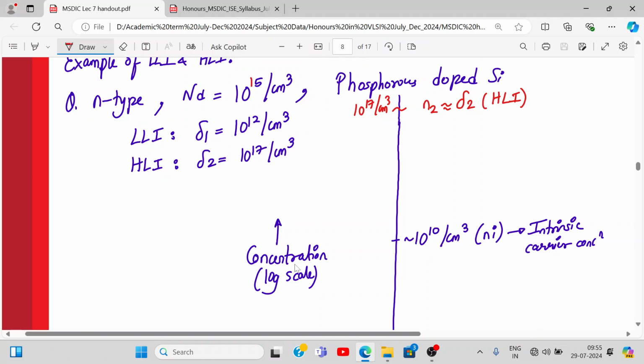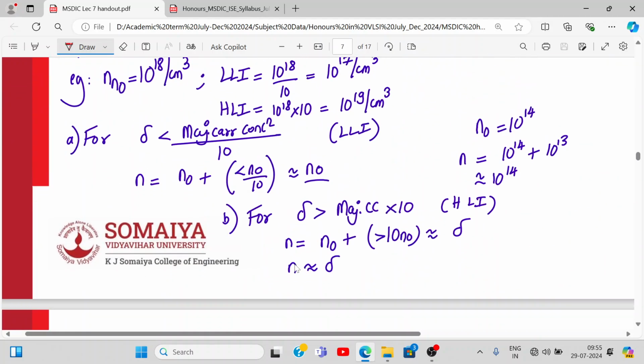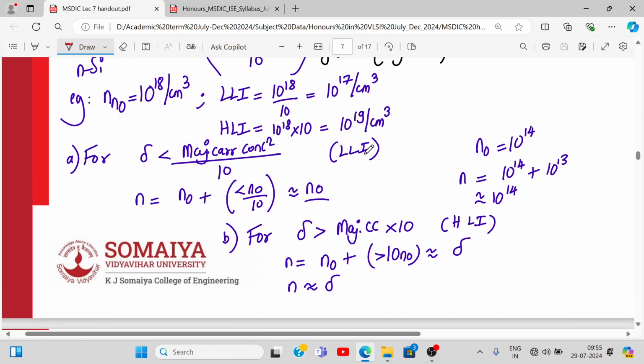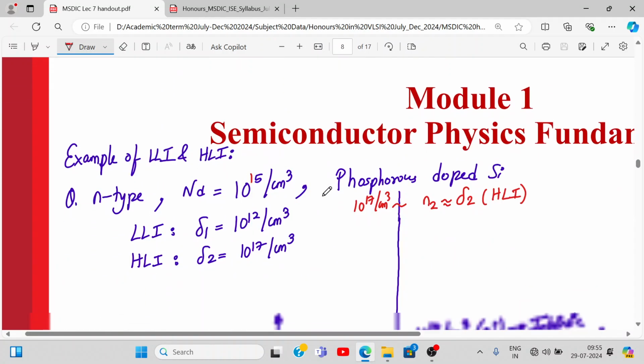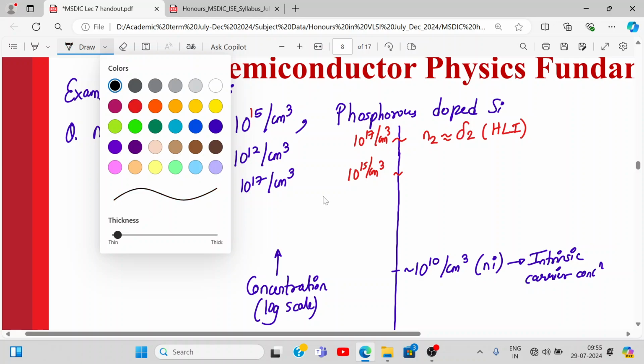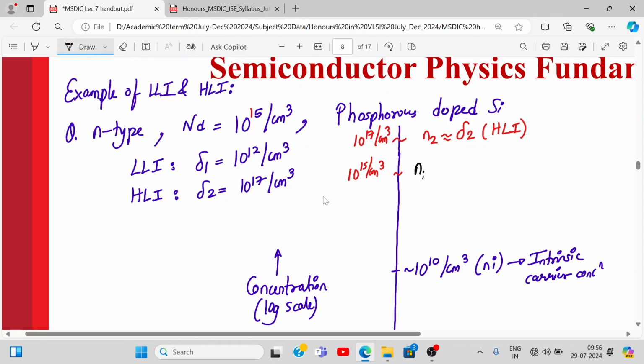10 raised to 15. For low level injection, what happens here? You have written N here. N will be equal to N naught. And N naught is how much? ND, which for low level injection is written here, N is equal to N naught. So how much is that? Around 10 raised to 15. So N1 is approximately equal to N naught, approximately equal to ND. So this is under equilibrium.